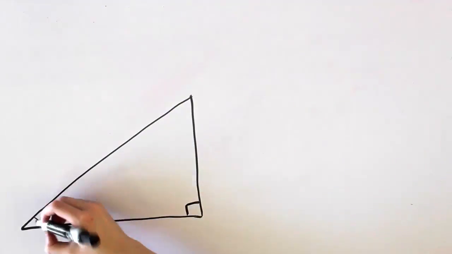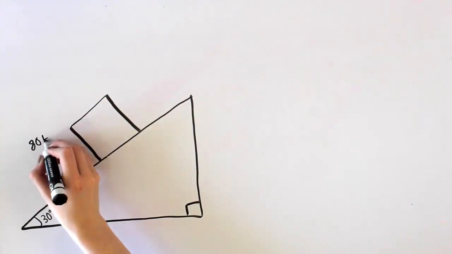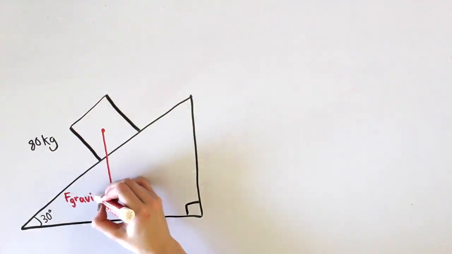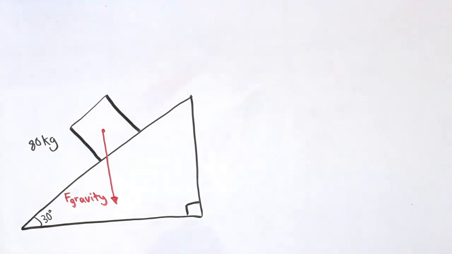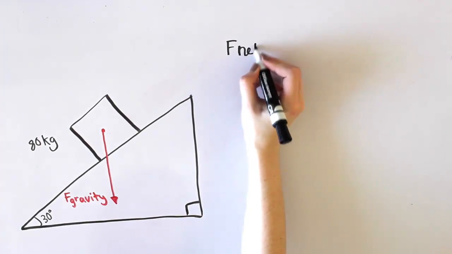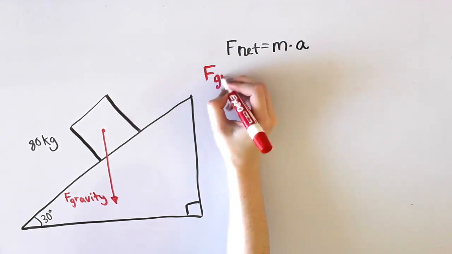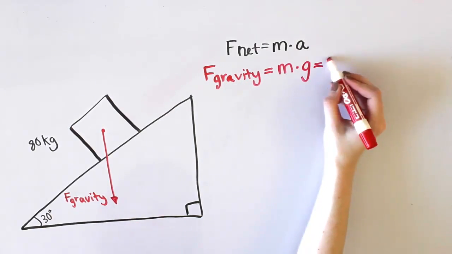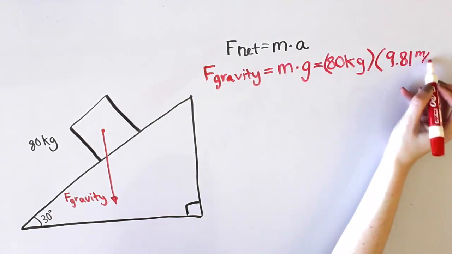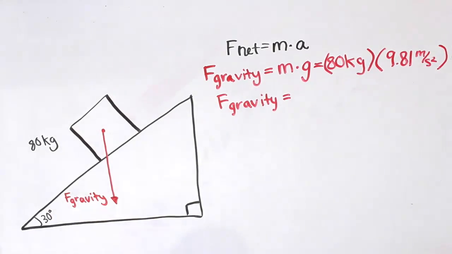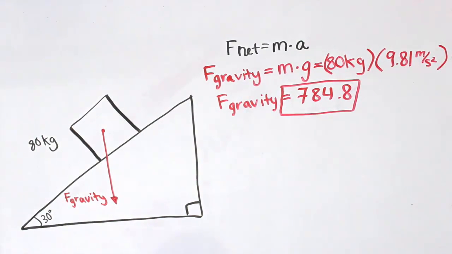Let's look at an 80 kilogram block on a frictionless 30-degree ramp. The first and most easily calculated force is that of gravity. To calculate that force, we can use Newton's second law. Force equals mass times acceleration. The force of gravity equals 80 kilograms times the acceleration due to gravity, which is 9.81 meters per second squared. So 784.8 kilogram meters per second squared, or newtons.